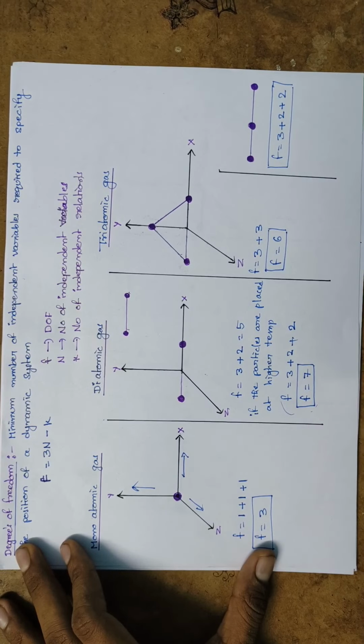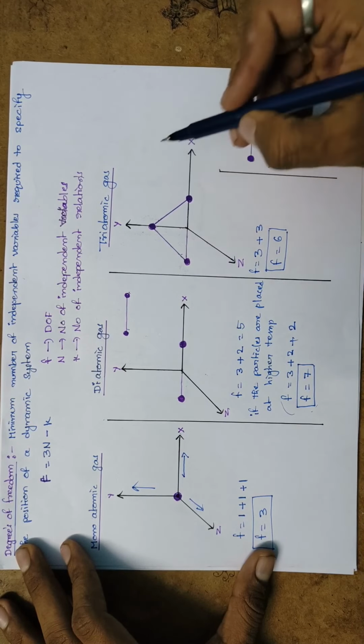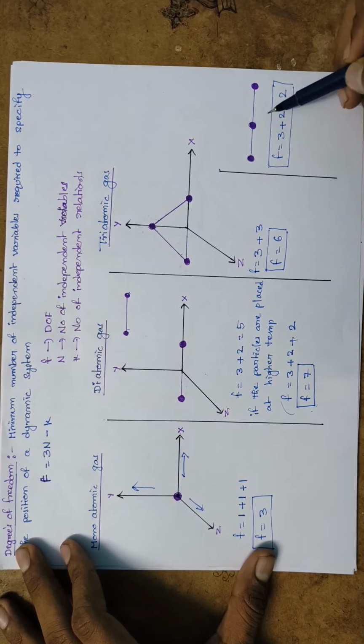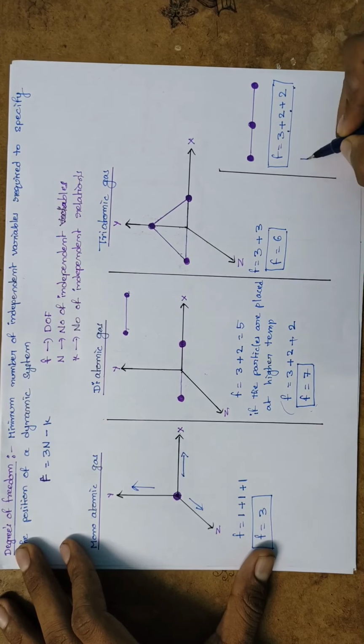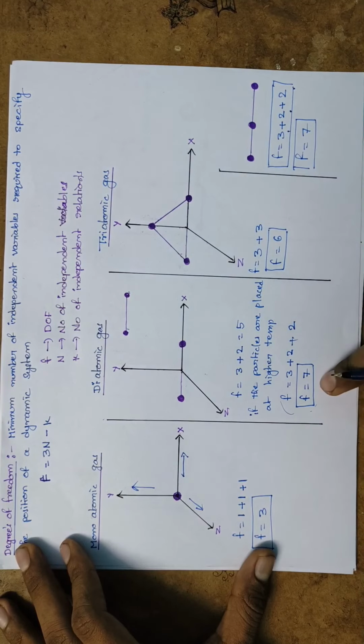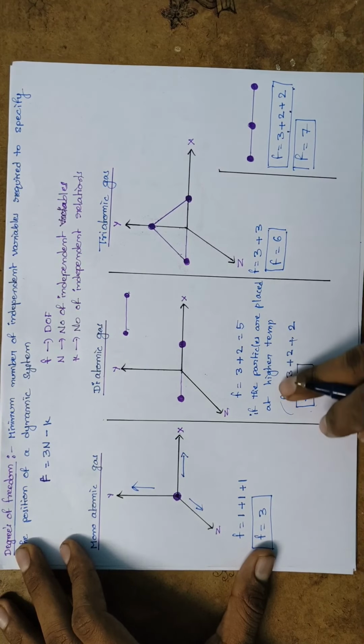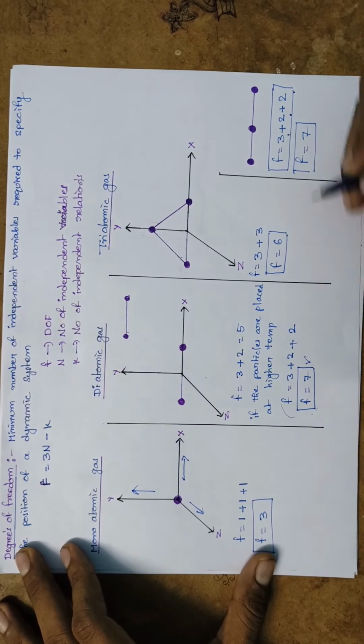Okay, so try to understand. For linear triatomic molecule means 3 translational plus 2 rotational plus 2 vibrational degrees of freedom. Net degrees of freedom means 7, which is similar to linear diatomic molecule if it is placed at higher temperature. So both the answers will be the same.